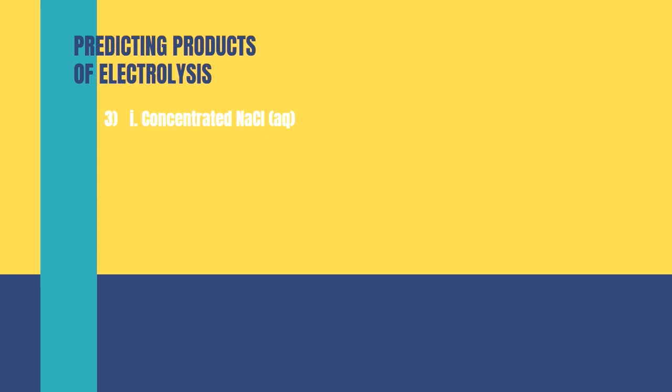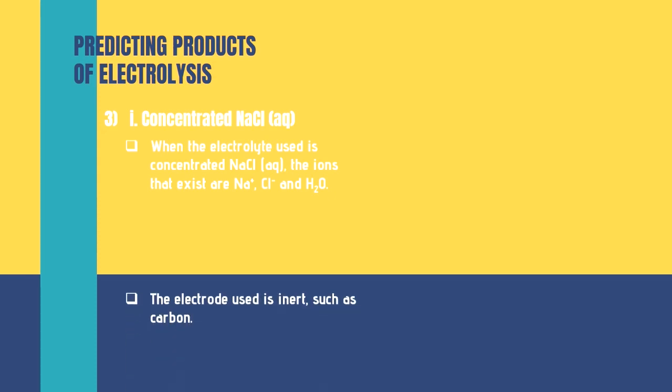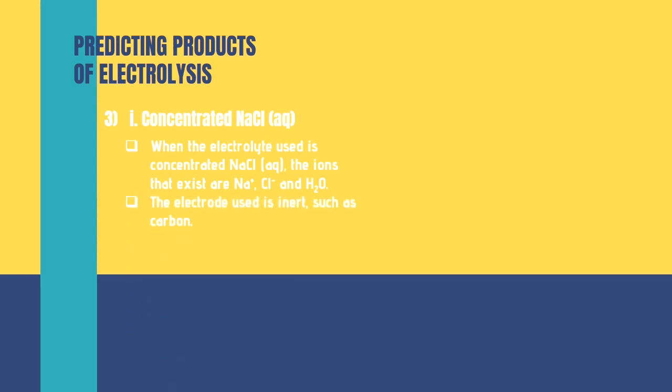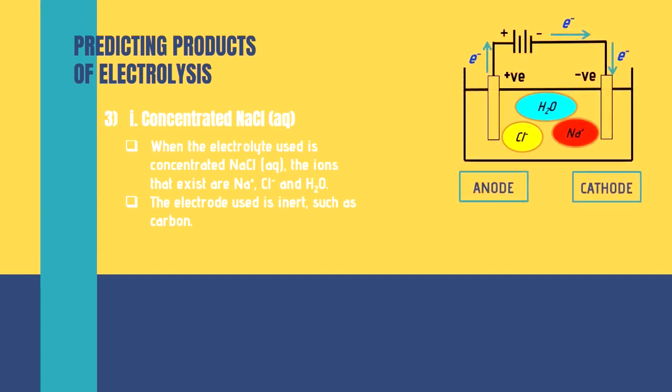Third, predicting the products of electrolysis when concentrated sodium chloride is used as the electrolyte. The ions that exist are Na+, Cl-, and H2O, and the electrode used is inert, such as carbon. The setup of the electrolytic cell is as shown. At the anode, the species to be attracted to it are Cl- ions and H2O, while at the cathode, the species attracted to it are Na+ and H2O.